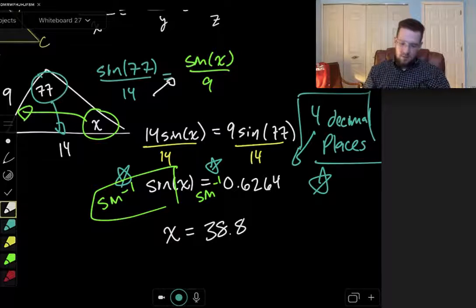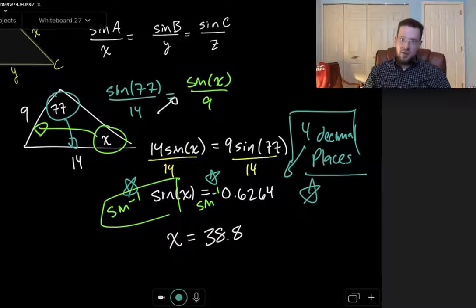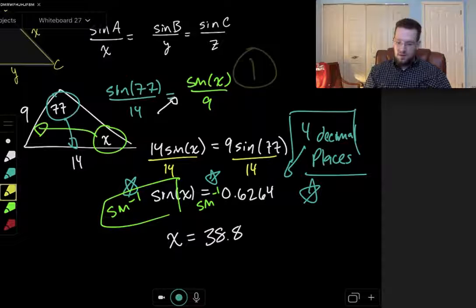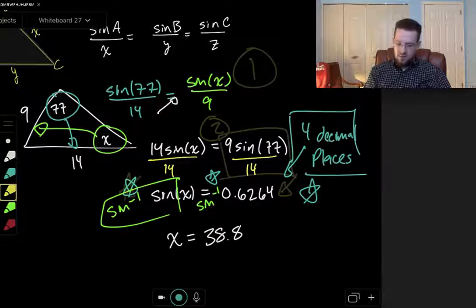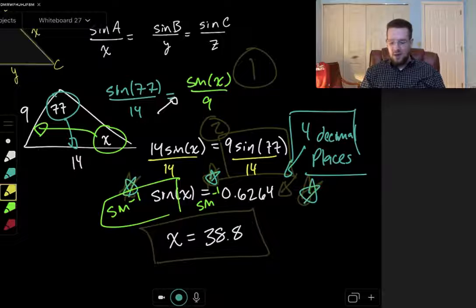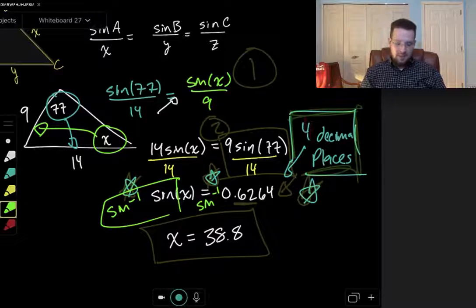Okay, so what happened here? Well, we used the law of sines to set up a proportion, and then we cross multiplied. And when we got here, just remember that we were using 4 decimal places. The more decimal places you take, the closer you will be to the answer. If you just do 0.62, you might be off a little bit. Please take 4 decimal places. Okay, let's do another example.